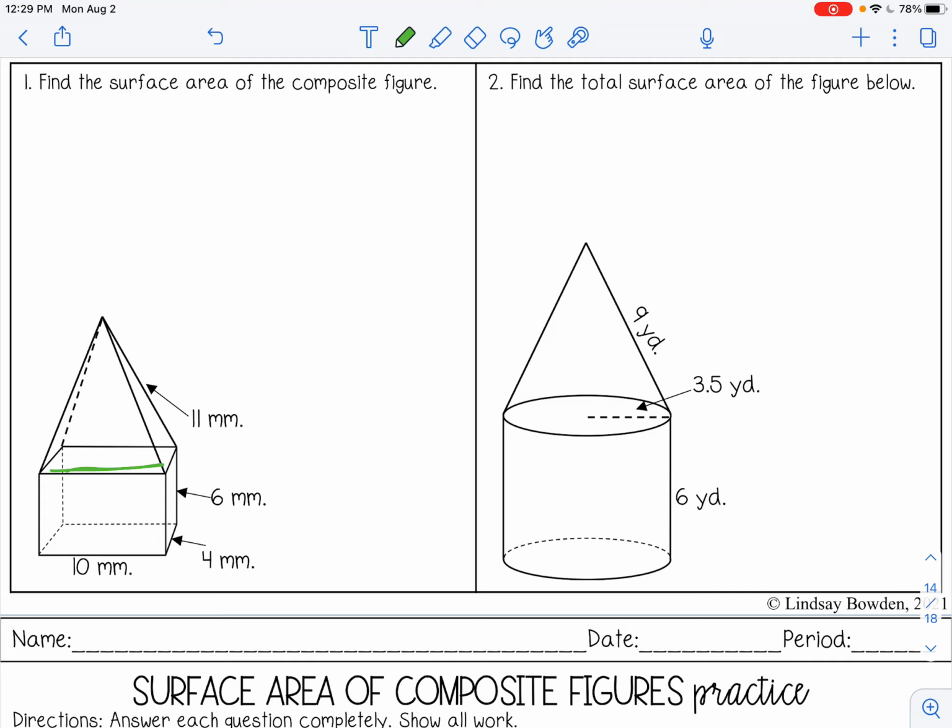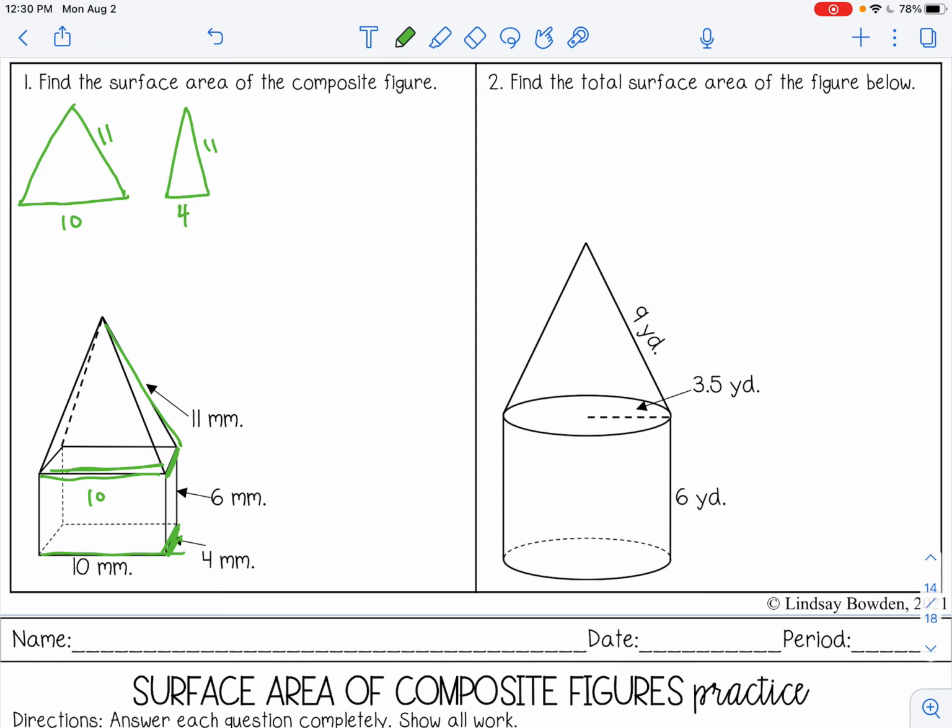I'm going to use nets to do this. So I'm just going to take apart those shapes. So here is that larger triangle, and then I'm going to use the skinnier triangle. This would be 10 because this is 10. I know this is 11 on both. This is going to be 4 here, 4, 4.